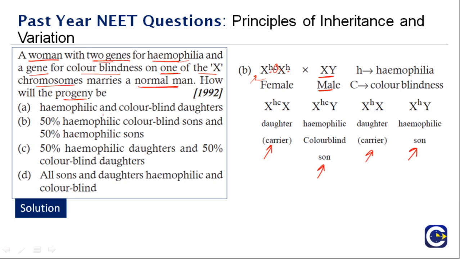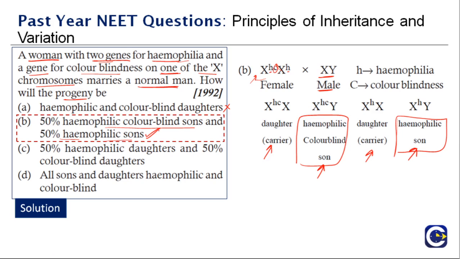Now let's go through the options. Hemophilic and colorblind daughters: none of the daughters is hemophilic or colorblind, so this is the wrong option. 50% hemophilic colorblind sons and 50% hemophilic sons: this is the right answer. That is how you find the solution for such questions, by just writing it down and seeing what the progeny is. So the right answer here is B, 50% hemophilic colorblind sons and 50% hemophilic sons.